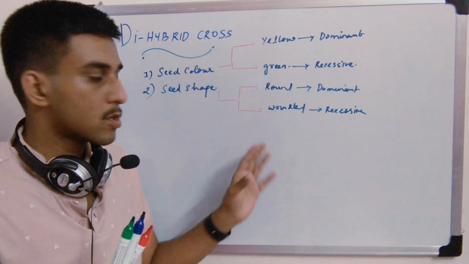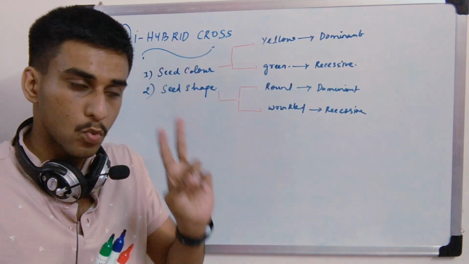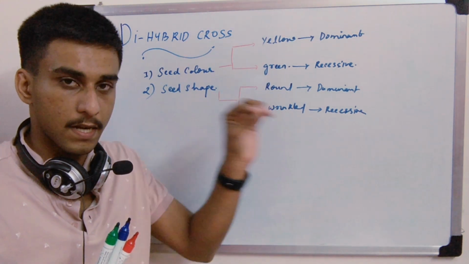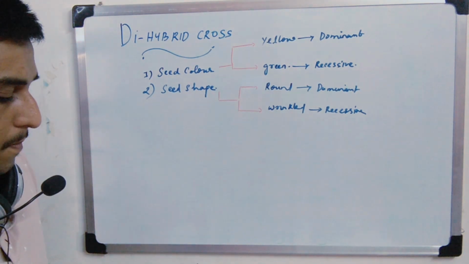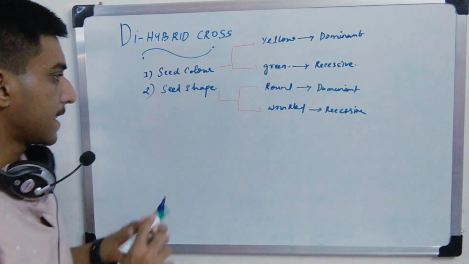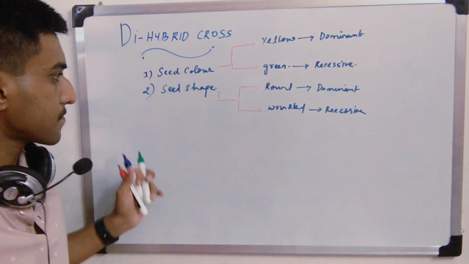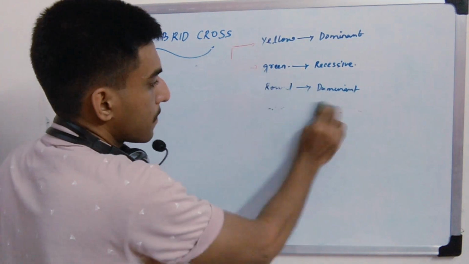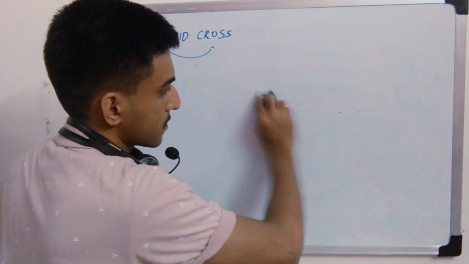So here we are taking two genes, the gene for shape and the gene for color. So two different genes, that means two different characters are taken at a particular time in a particular cross. Okay, so this is the general idea about the experiment. So we are going to do the experiment. First I will write this down. I hope if you write it with me in your notebook, it will be very useful for you afterwards.